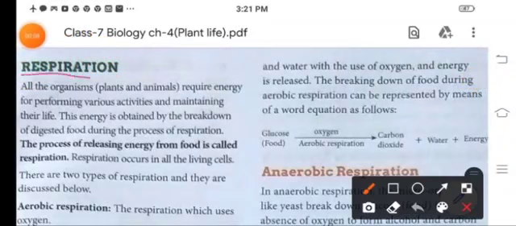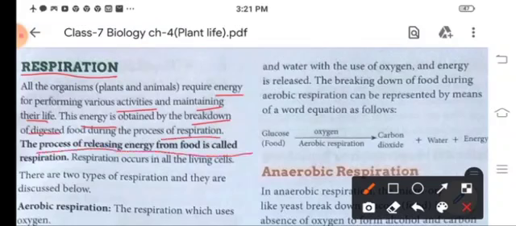Children, you know about respiration that every living being respires throughout their life. And every living organism also requires energy for various activities and maintaining their life. So, from where does this energy come? This energy comes from the breakdown of digested food by the process of respiration. So, how can we define respiration? The process of releasing energy from food is called respiration.